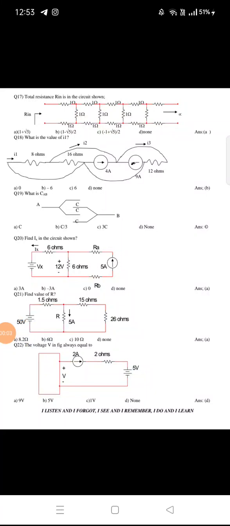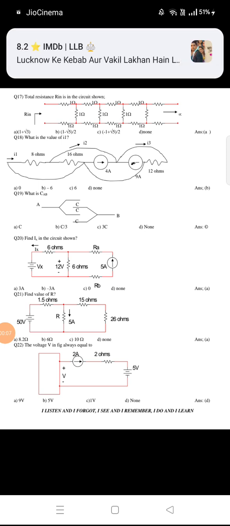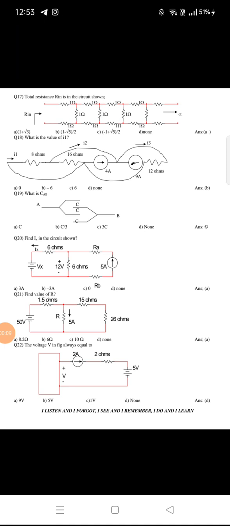Good morning all. Now we will discuss some problems on basic electrical circuits. Now see here, in this first problem we need to calculate R in, that means input resistance, right? Now first observe this circuit diagram.